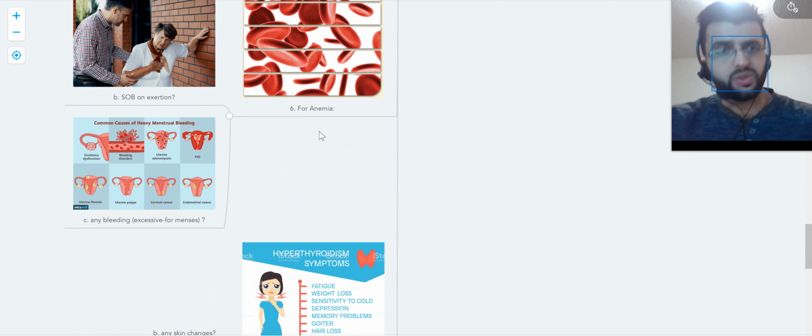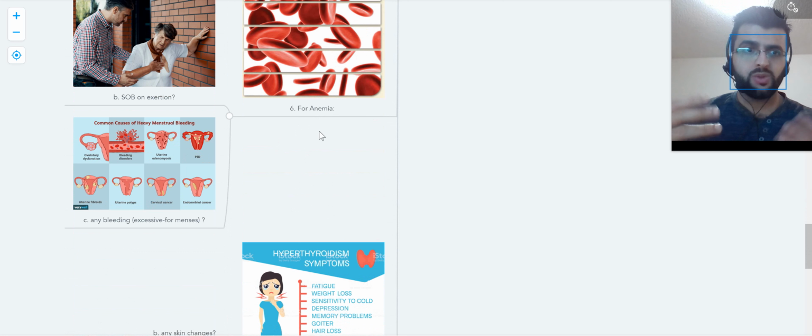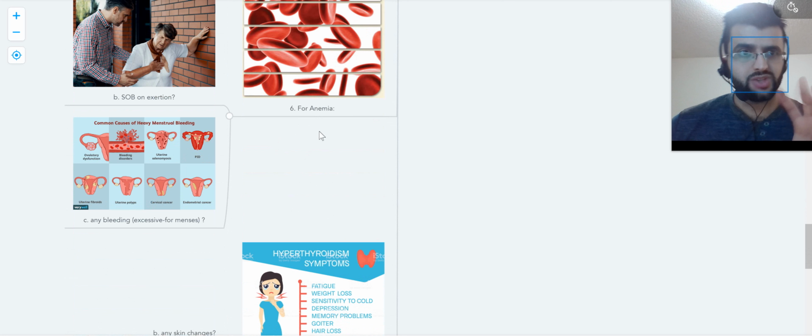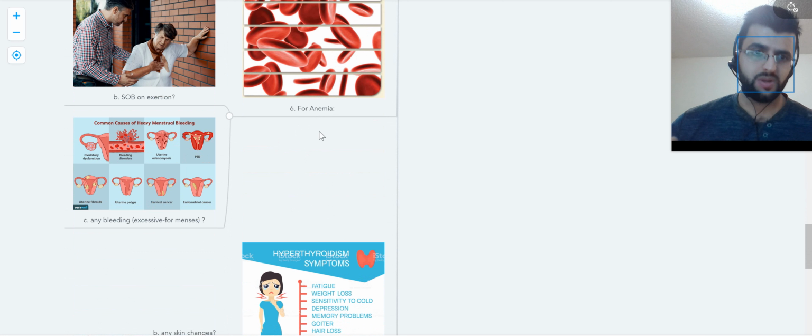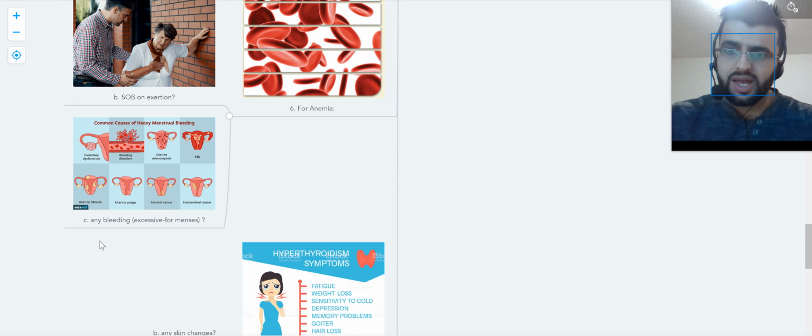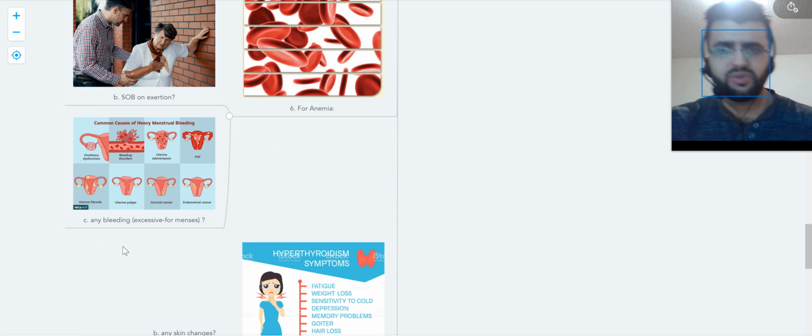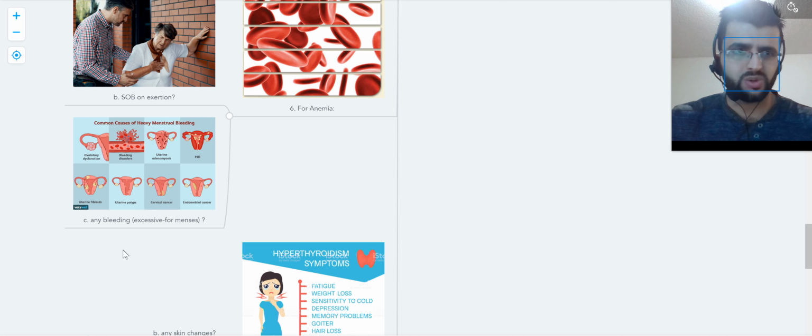Another one, anemia. We ask about it. Any shortness of breath when you move, in exertion? This causes fast heart rate because the heart tries to pump as fast as it can to support the oxygen need of the body. And the second question, for women, any excessive bleeding, because that's a common cause of anemia in women.